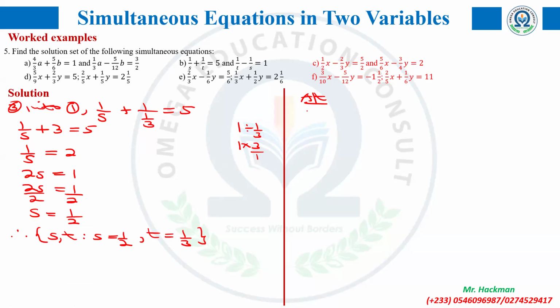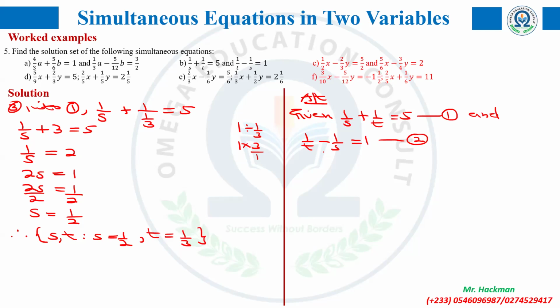Okay, again, what are we given? We are extracting our equation: 1 over S plus 1 over t is equal to 5. So I will call this one equation 1. Then your second equation, what do we have? 1 over t minus 1 over s is equal to 1. So this becomes equation 2.